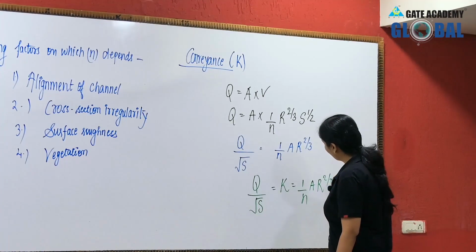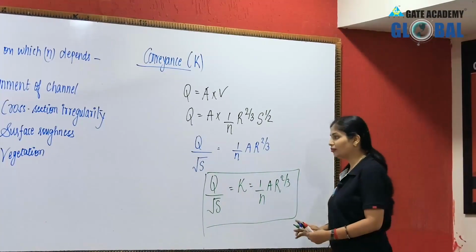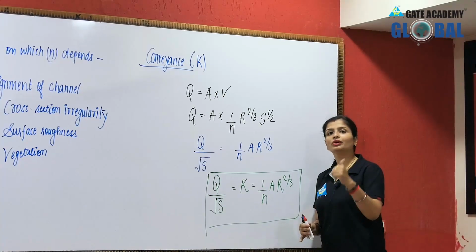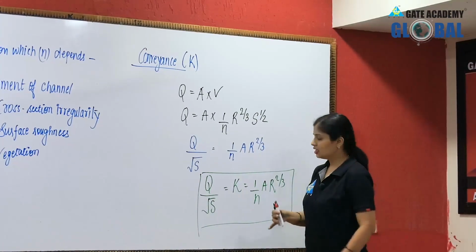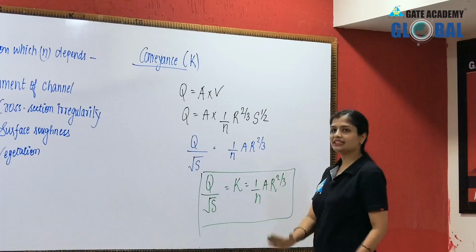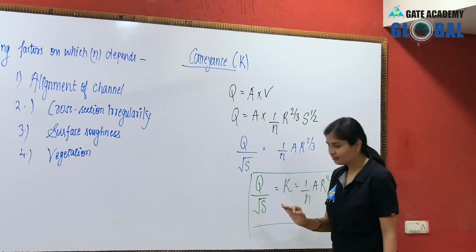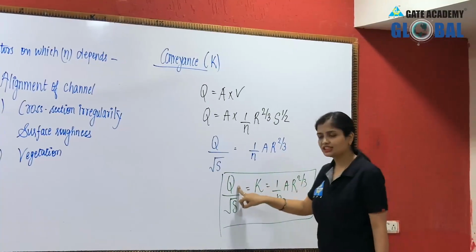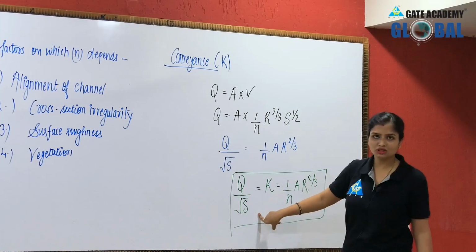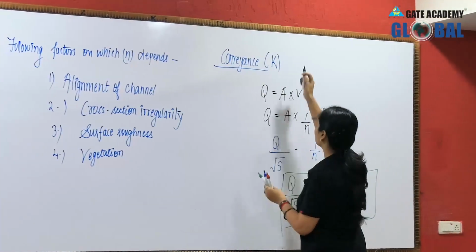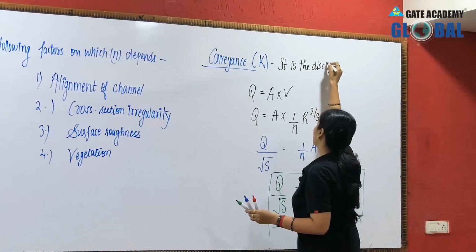If in any question you have been given the value of conveyance, and they have asked you to calculate discharge, that means they have given you this value. So what can I write? Conveyance is defined as the ratio of discharge, or you can say conveyance is defined as the discharge carrying capacity of the channel per square root of the longitudinal slope. So I can write it is the discharge carrying capacity.